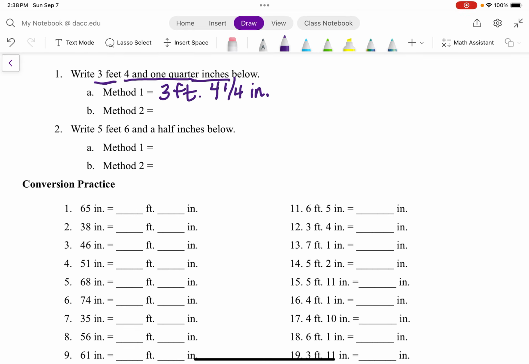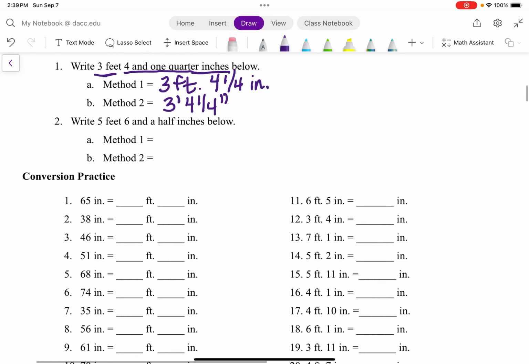Method two is the apostrophe method. So how would we write that? Once again, the feet is always first. So we do 3, one apostrophe for feet, and then 4.25 inches, two apostrophes.